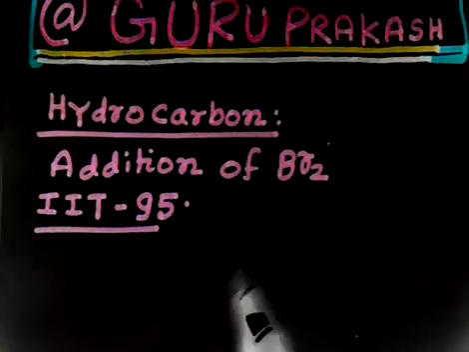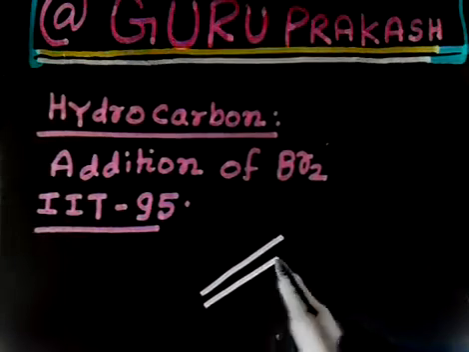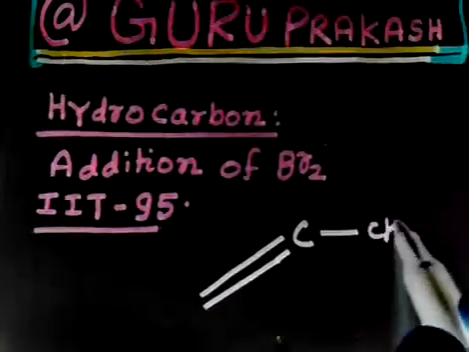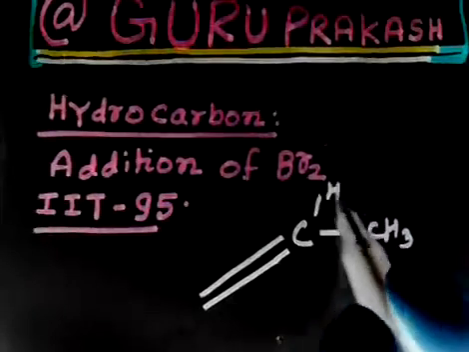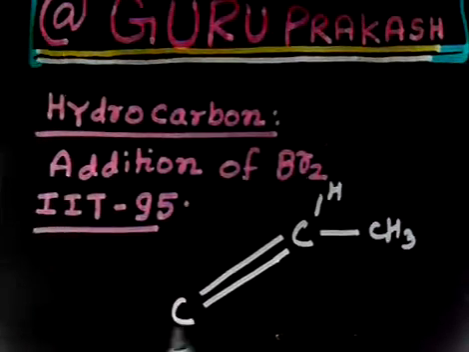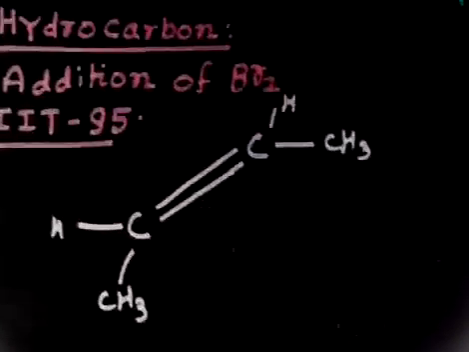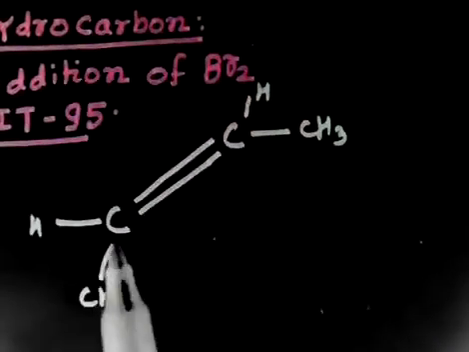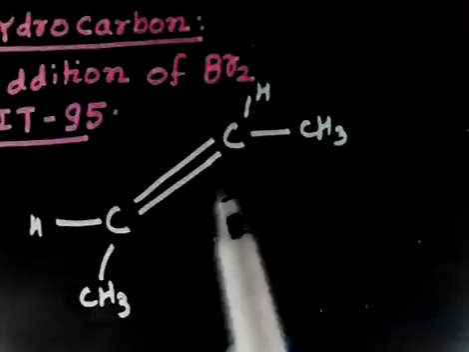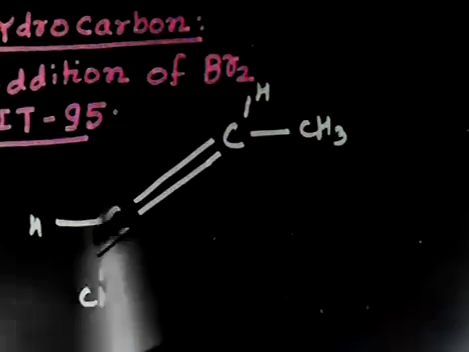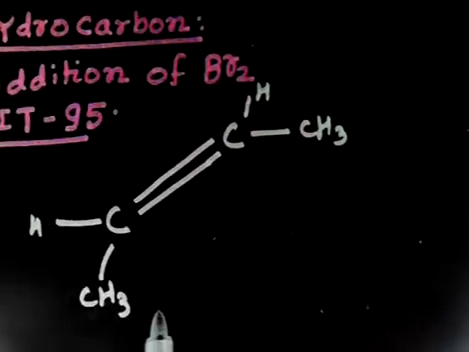So I have cis-2-butene. Let me write it like this: CH3, hydrogen, and there is again carbon, hydrogen, CH3. So this is cis-2-butene. You can see 1, 2, 3, 4 carbons, with the double bond at position number 2. This is 2-butene, and this is cis because both hydrogens are on the same side.